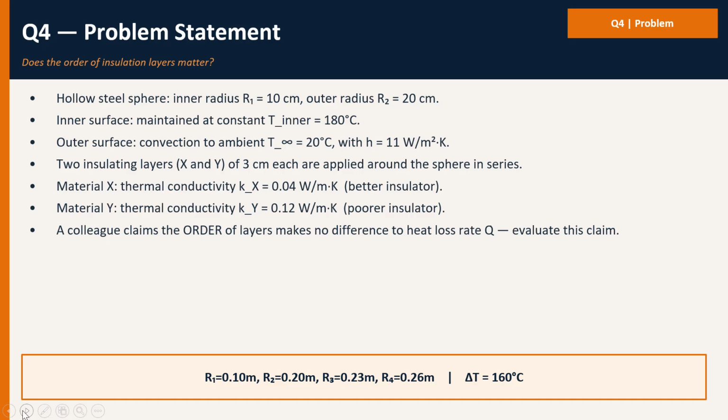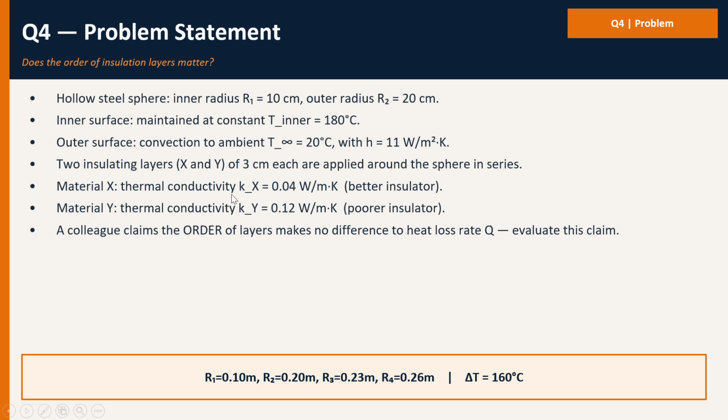Now we are moving on to question number 4. Again, this is about insulation. We are given a hollow steel sphere with an inner radius and outer radius. The inner radius has a specific inner temperature, and the outer radius has a specific ambient temperature with a heat transfer coefficient. Then we have two insulating layers, X and Y, of 3 centimeters each.